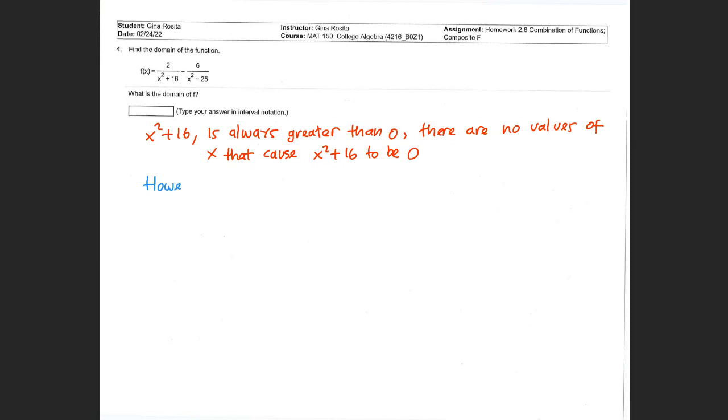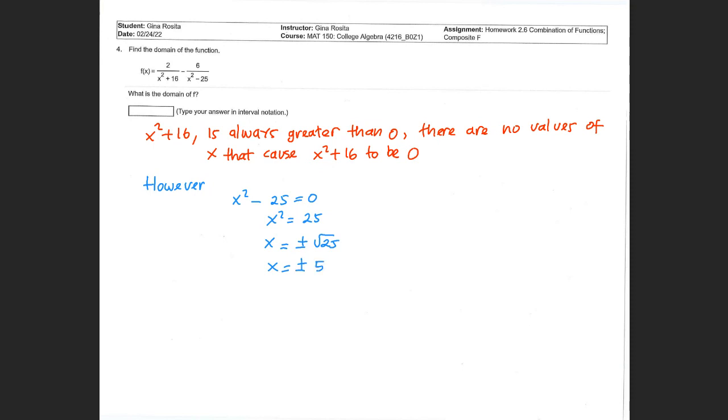However, there are values of x that cause x squared minus 25 to be 0. Okay? So be careful with this one. So x squared minus 25 equals 0. So x squared equals 25. Now we need x, so that becomes x equals plus or minus the square root of 25.